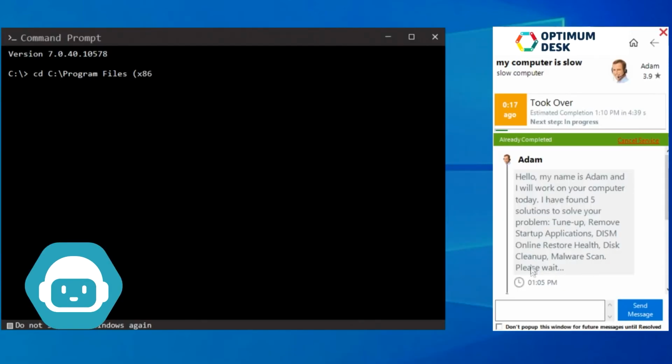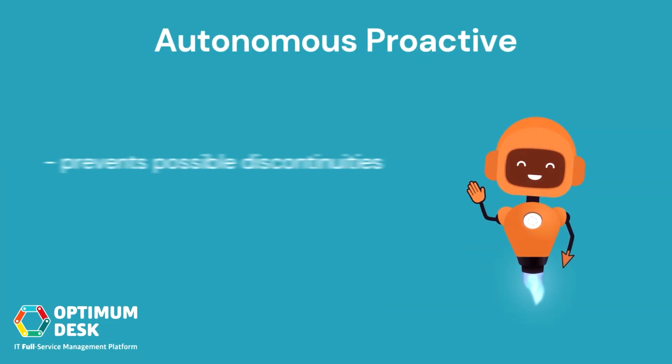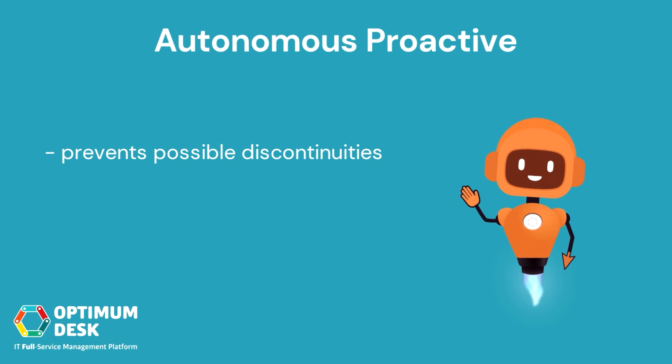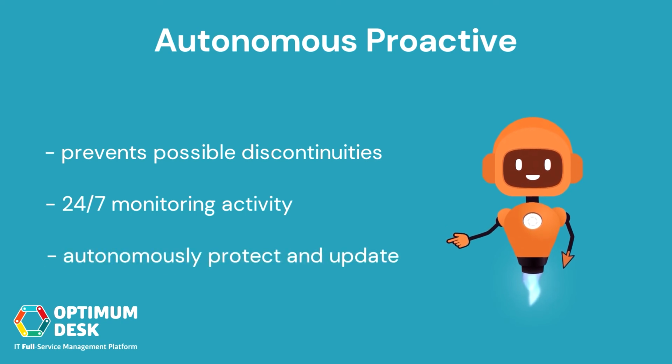All these system maintenances performed by ATAM InTop are operated in background processes without disturbing the end user working on the workstation. ATAM InTop is autonomous proactive, preventing possible discontinuities in normal functioning of systems. Based on a 24/7 monitoring activity regarding future bugs, viruses, and malware software updates, ATAM InTop can be set up to proactively and autonomously protect and update systems before an outage can strike.